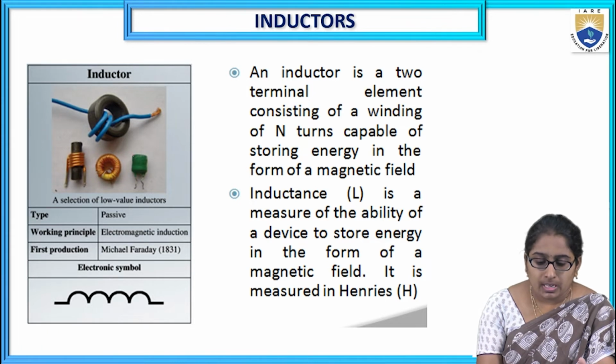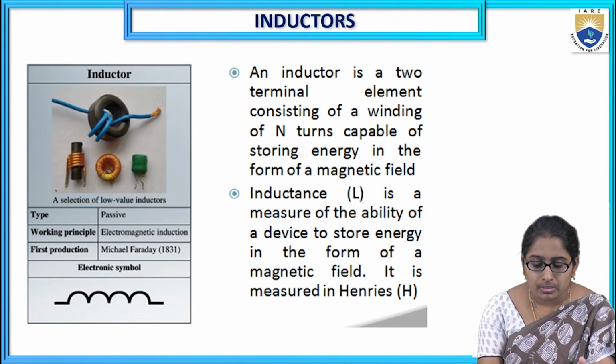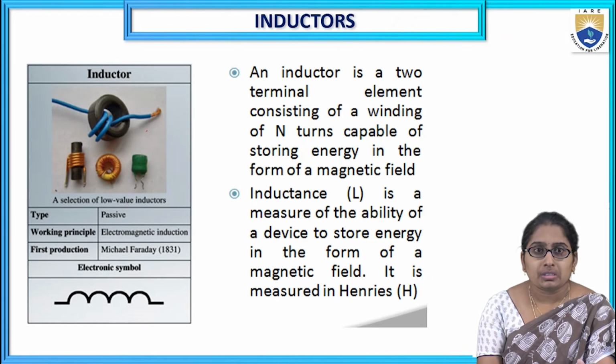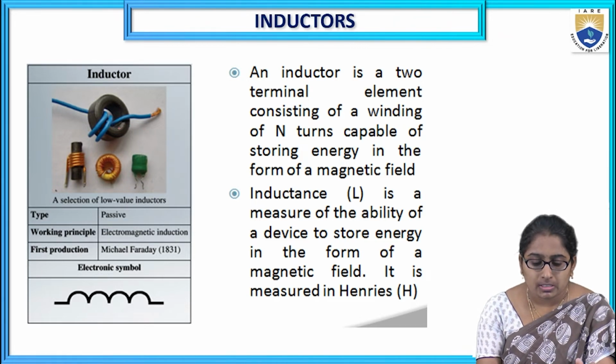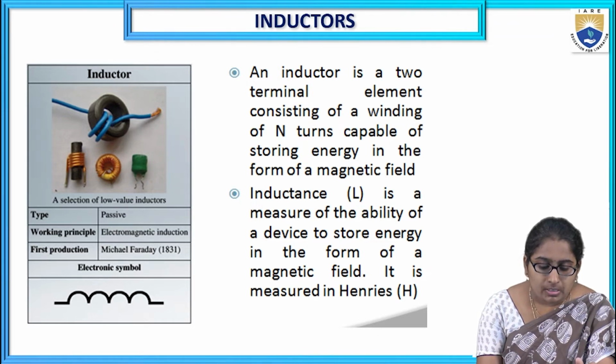Now look at the physical appearance. You can see here a coil is shown with a number of turns. Based on its capacity, it may look like this. This is a small capacity, a small appearance like a thin wire.